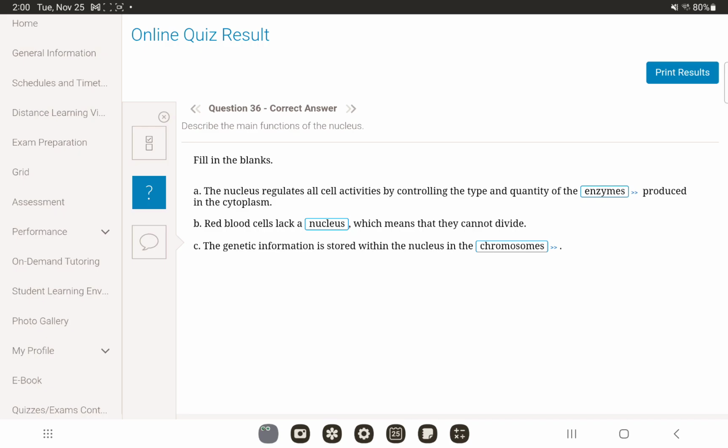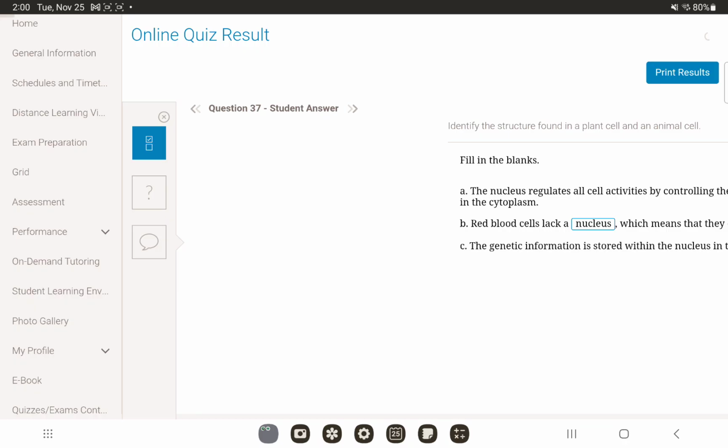Red blood cells lack a nucleus, which means that they cannot divide, because the nucleus is where cell division occurs. Without a nucleus, the cell cannot go through cell division, basically. The genetic information is stored within the nucleus in the chromosomes. So yeah.